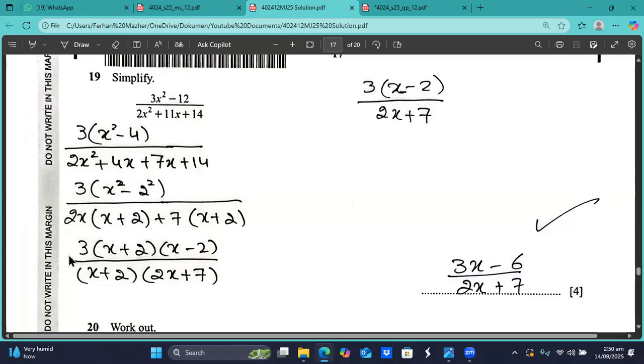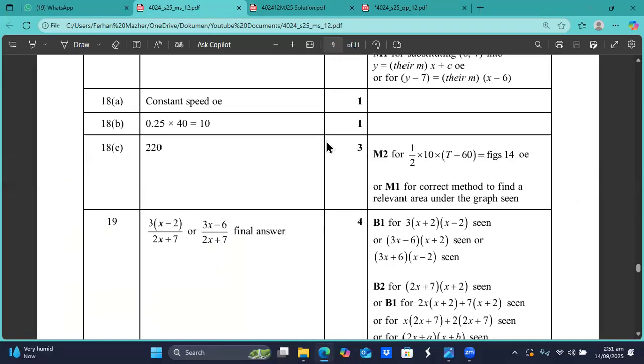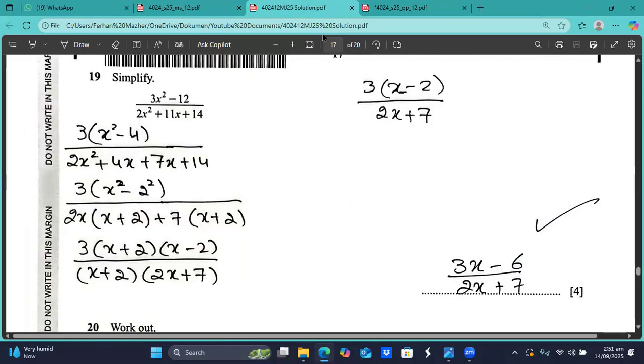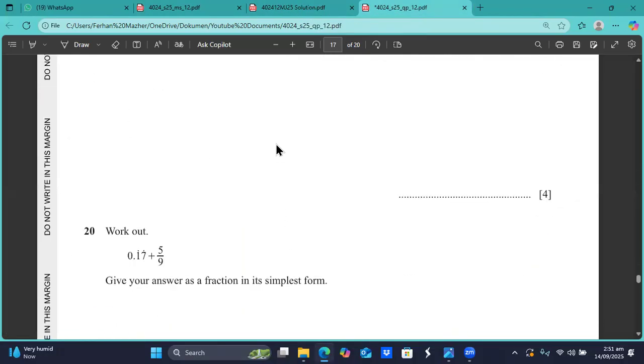Downstairs here, I can take 2x common. Here I can take 7 common. So you will have 3 into x plus 2 into x minus 2. Downstairs, you will have x plus 2 into 2x plus 7. This and this will be cancelled. So you're left with 3 times x minus 2 divided by 2x plus 7. You can multiply 3, so you will have 3x minus 6 divided by 2x plus 7. Okay, so this is how you will do this. Let me check the answer, sir. It's a 4-mark question, so easy if you know factorization. Okay, so our answer is right.